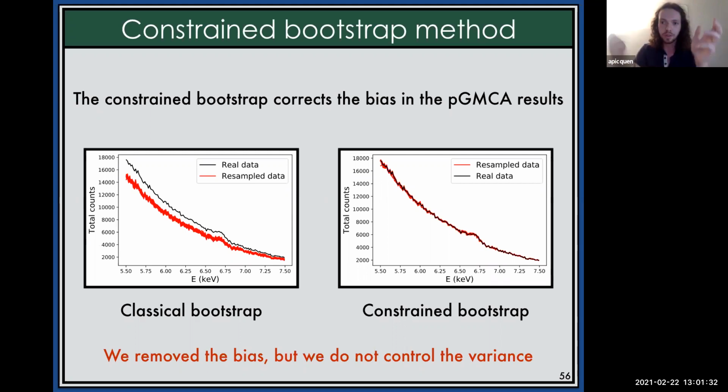So we take all the photons and we shuffle them with the bootstrap method, and that gives us a new cube. And I thought that maybe it could be interesting, but it turns out that it's interesting for linear estimators, but for nonlinear estimators such as the PGMCA, it gives huge biases. And that's what I was able to remove.